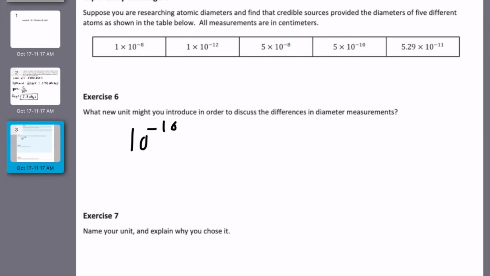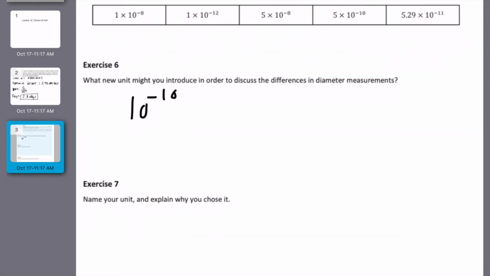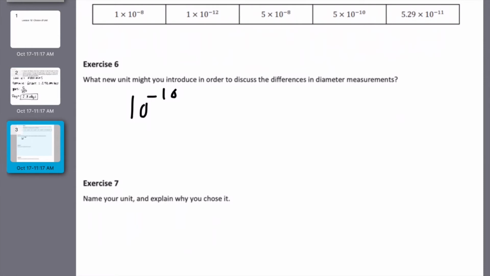So, question 7. Name your unit and why you chose it. So, you can name it anything reasonable as long as you clearly state what your unit is and how it'll be written. Let's say you chose 10 to the negative 10th, then you could state that your unit will be represented with a letter. So let's say our unit is going to be y, and y equals 10 to the negative 10th. Okay?